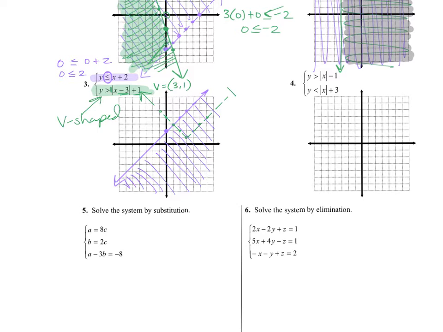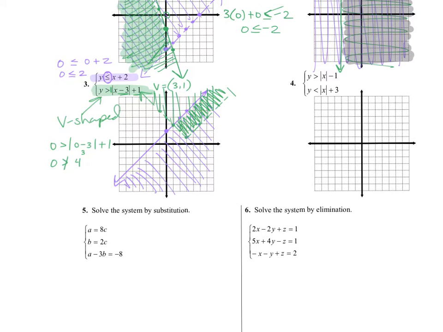For the green one, if I plug in 0, it says 0 is greater than the absolute value of 0 minus 3, plus 1. So 0 is greater than, negative 3 absolute valued is 3, plus 1. And 0 is not greater than 4. So we're not going to shade the (0, 0) side. We're going to shade here instead, which means my answer is that chunk. Okay.